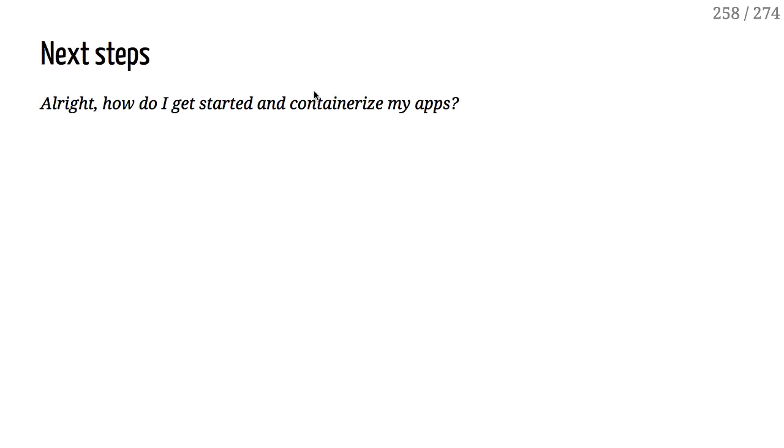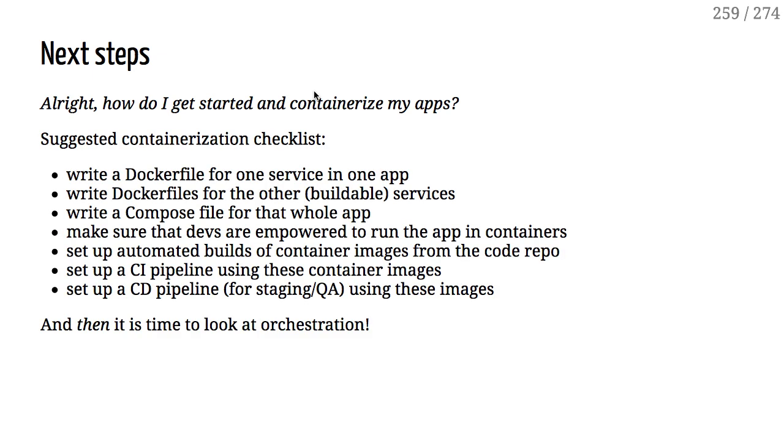So now I want to give a few pointers on where we go after this. First, how do I get started and how do I containerize stuff? Some of us have already started and we already have Dockerfiles, maybe Compose files, etc. But I also assume that many of us are wondering, in concrete steps, what do I do? This is my suggested containerization checklist. That's how I would personally do this.